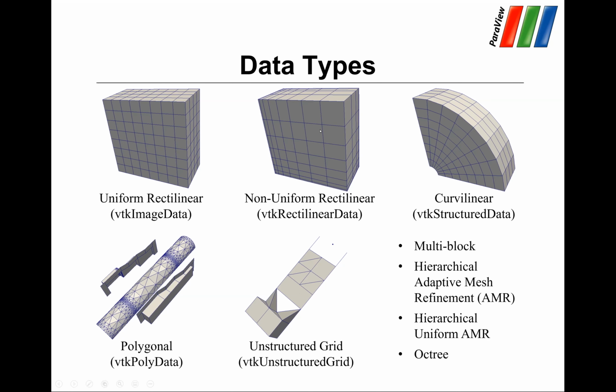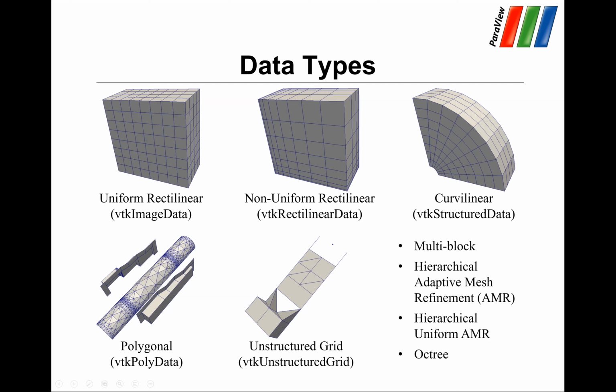We store a little bit more for a non-uniform rectilinear grid. So here we store the origin, we store the extent, but also we store the spacing for each cell along each axis. So we store more. Moving to the right, for the curvilinear grid, we have to store the point position for each point, for each node.